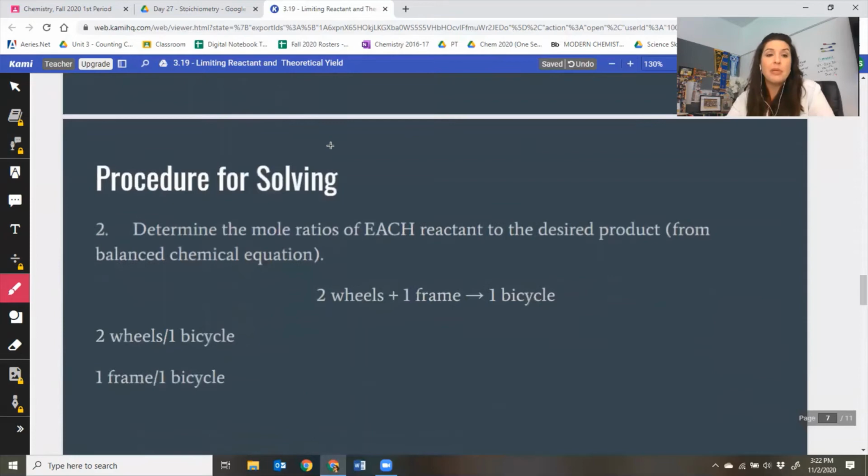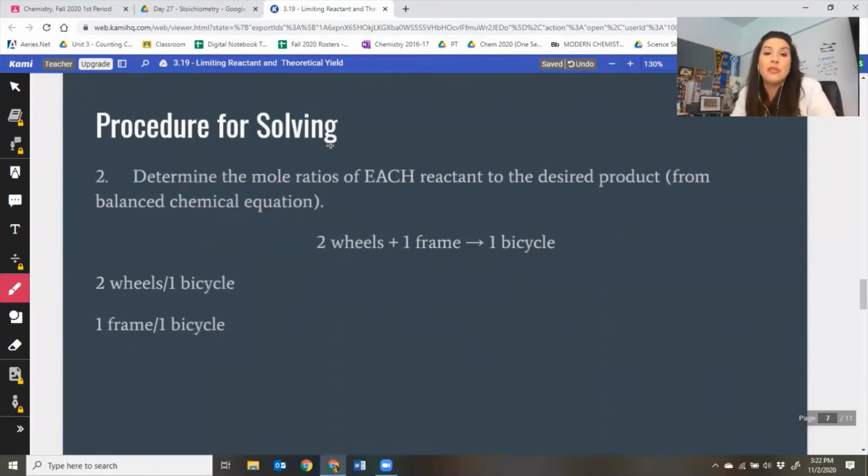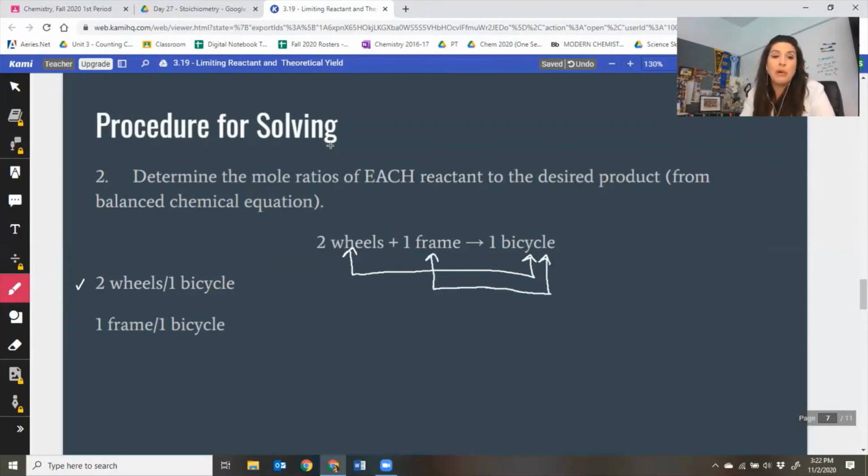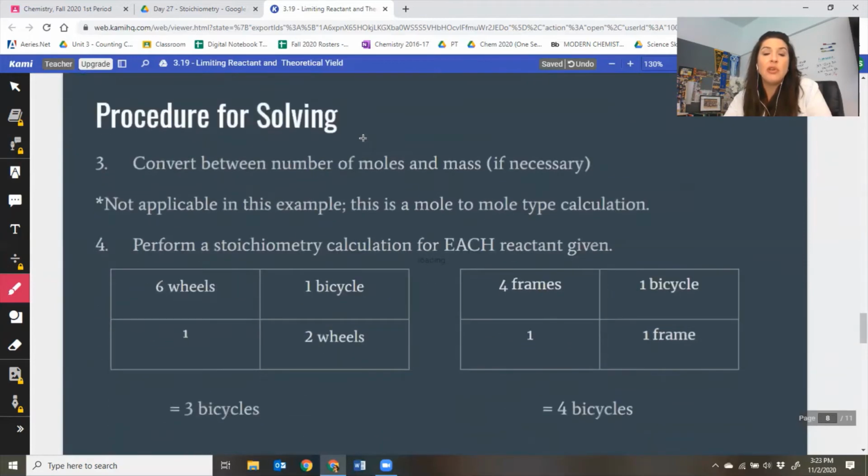The second step is to determine your mole ratios of each reactant compared to the product. That is to say, it will take 2 wheels to make 1 bicycle, and I've written that over here. The other ratio that's important is it will take 1 frame to make 1 bicycle, and I've written that mole ratio over here. Both of these are going to become important in the next step. The next step is to convert between the number of moles and the mass, if you're doing a real example. In this example, it's not applicable because we're looking at a mole-to-mole type calculation.